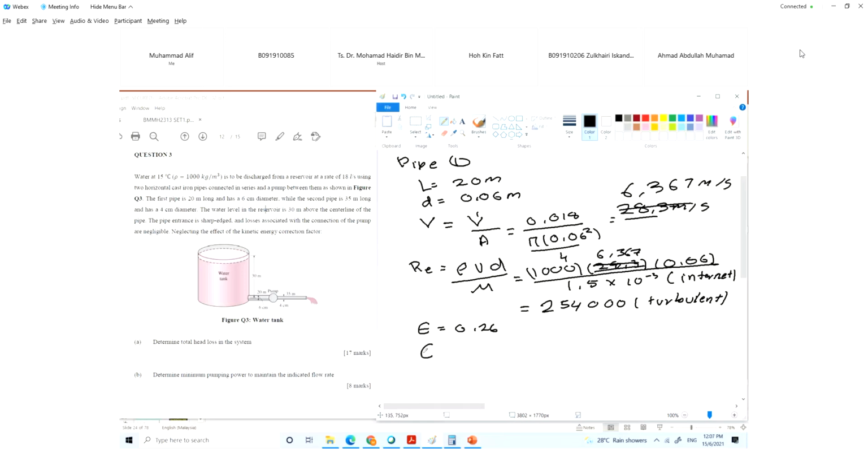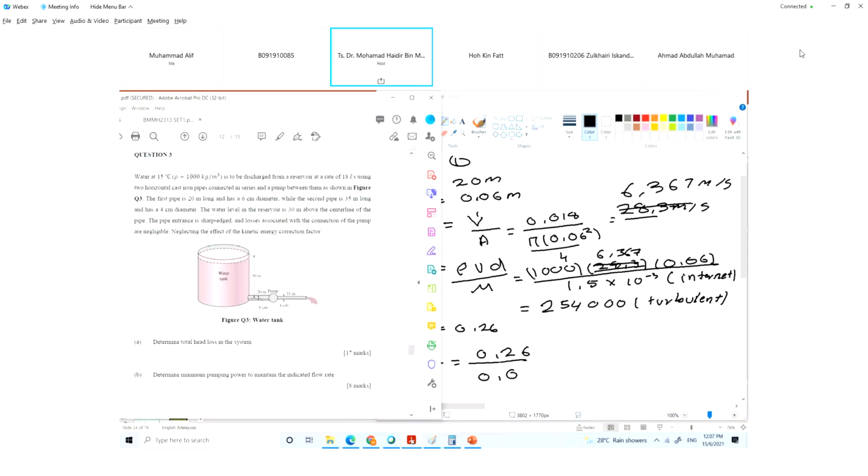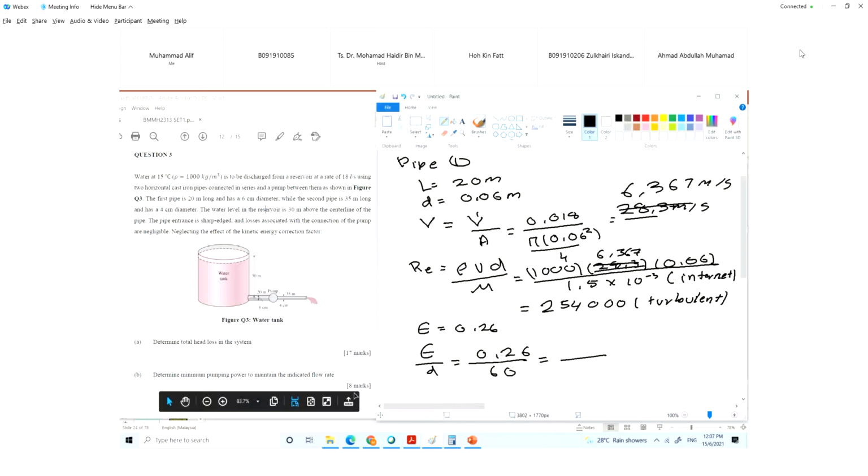So now epsilon over D is equal to 0.26 over, sorry, 0.26 is in millimeter. So you need to change the diameter to millimeter now. It's not 0.06, but 6 centimeter is equal to 60 millimeter. So the answer is, what is 0.26 over 60, is 0.004.